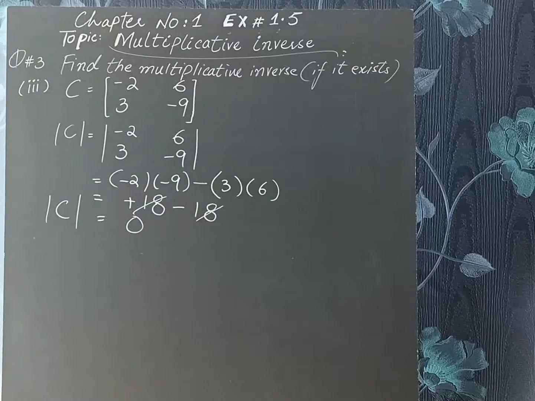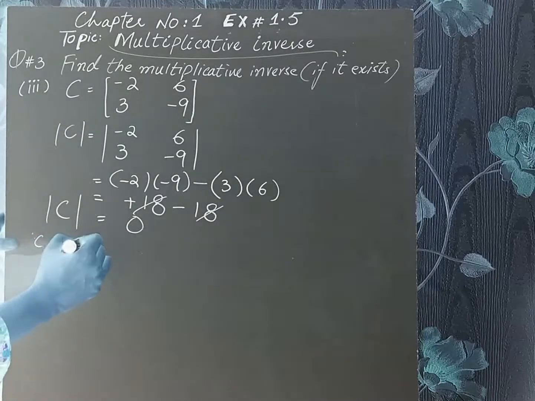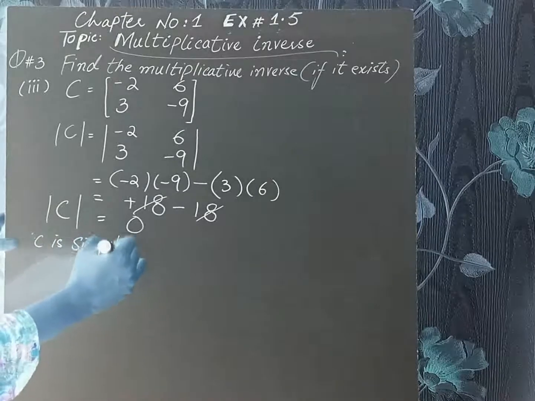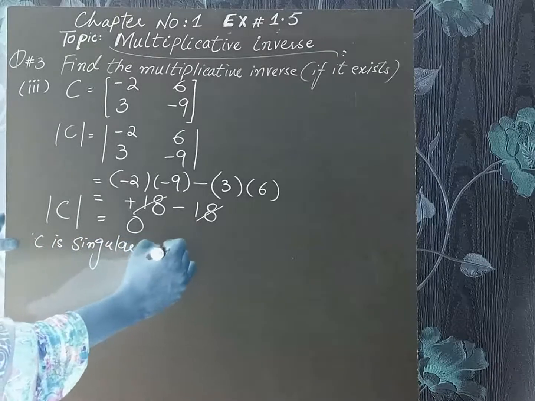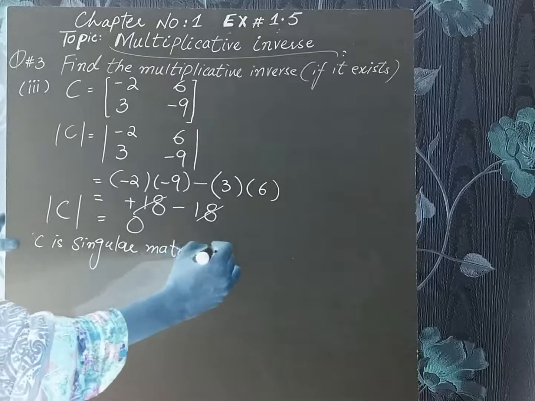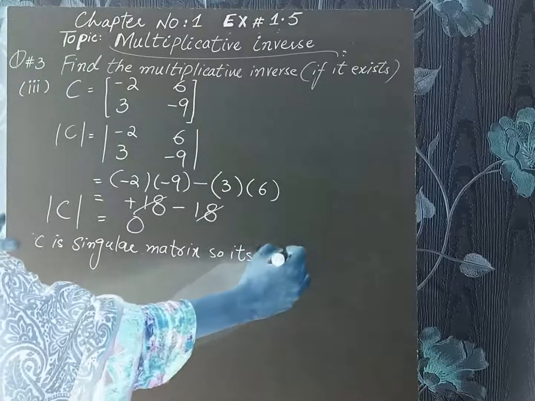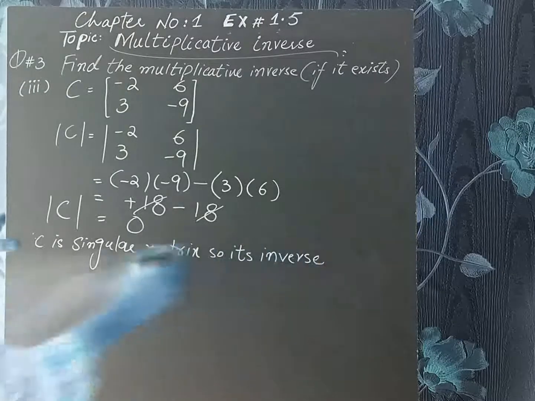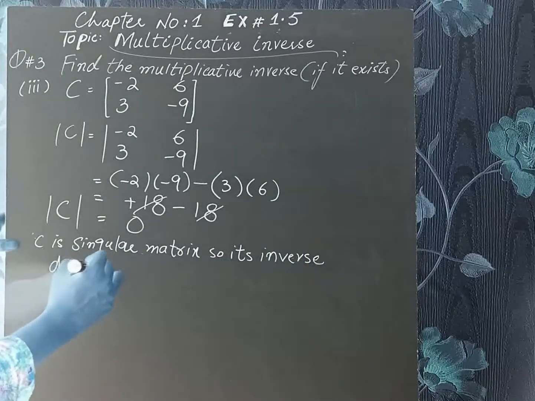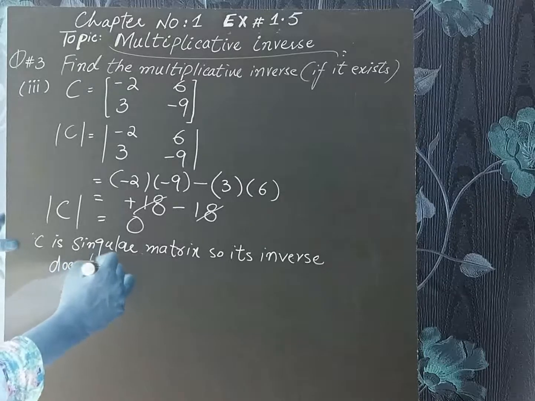And I have told you, if the determinant of the matrix is 0, that is the singular matrix. And we cannot find the multiplicative inverse of singular matrix. So we write over here, C is singular matrix. So its inverse doesn't exist.